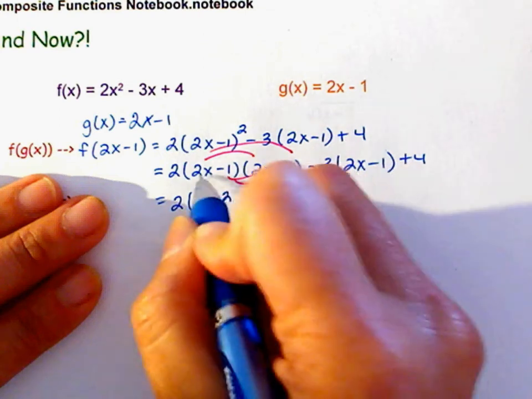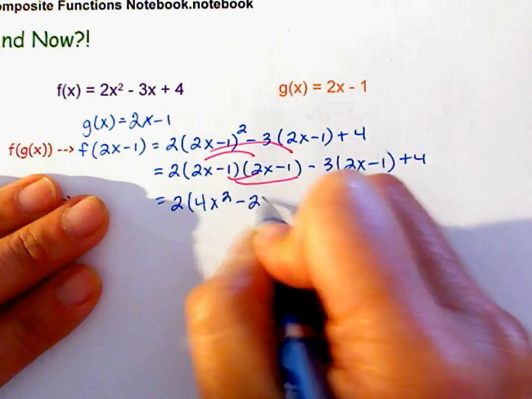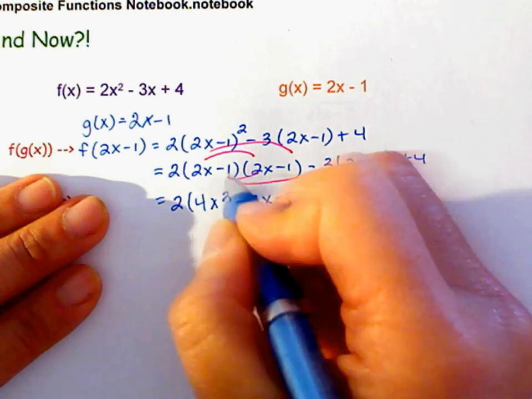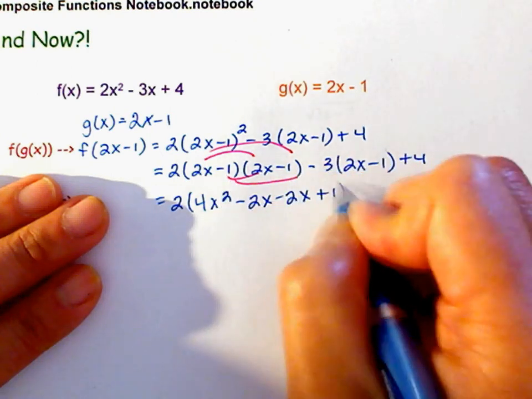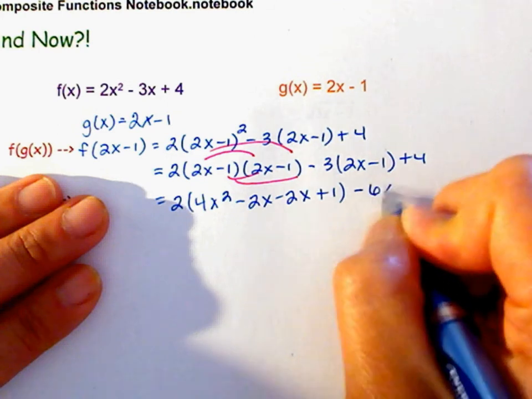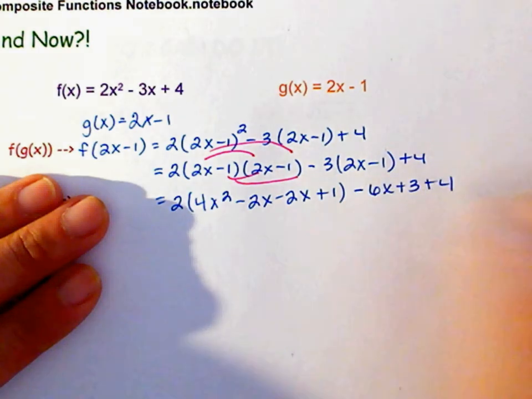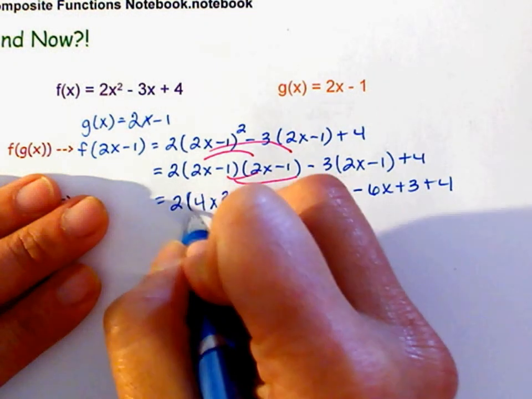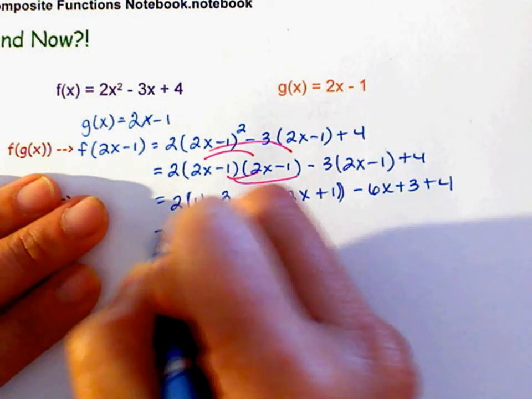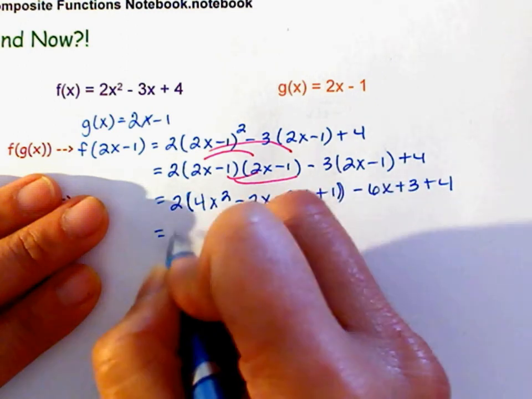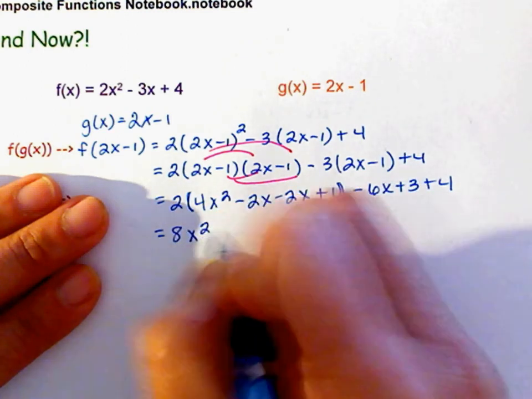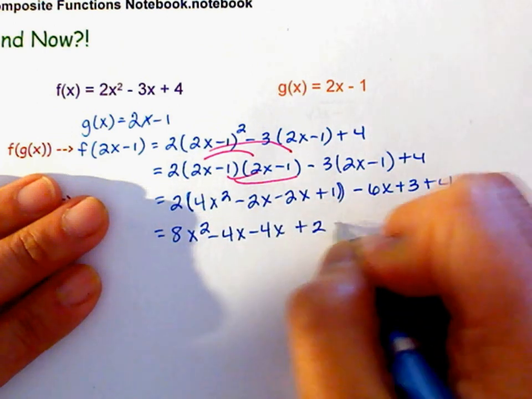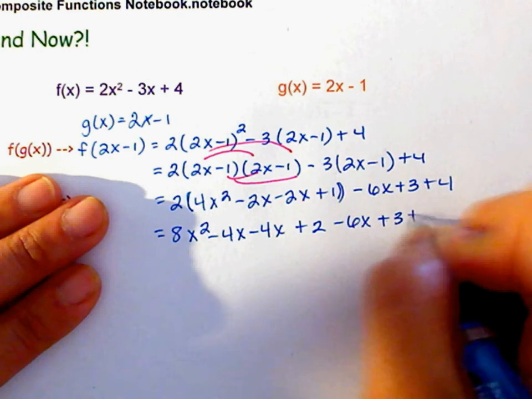2x times 2x is 4x squared. 2x times negative 1 is negative 2x. Negative 1 times 2x is negative 2x. Negative 1 times negative 1 is plus 1. Minus 6x plus 3 plus 4. So I'm going to go ahead and simplify as I'm going along. Okay. Order of operation, multiplication comes first, or you could combine these two. So 8x squared minus 4x plus 2 minus 6x plus 3 plus 4.